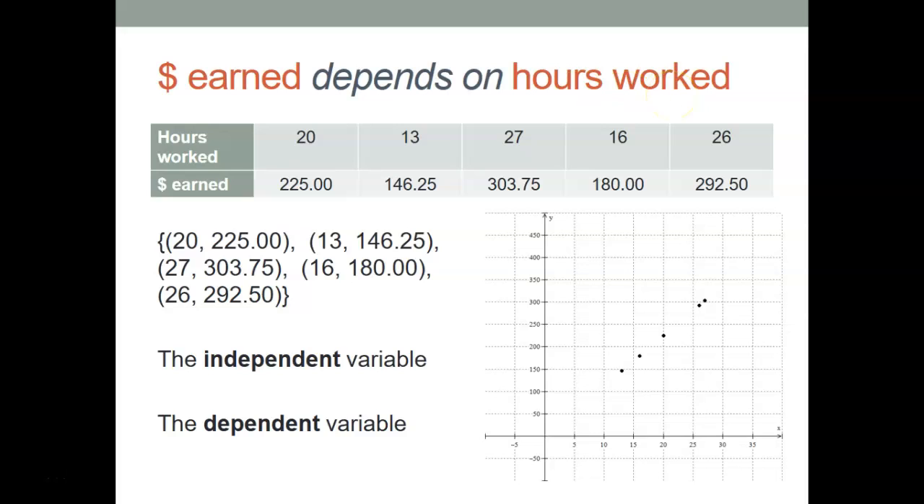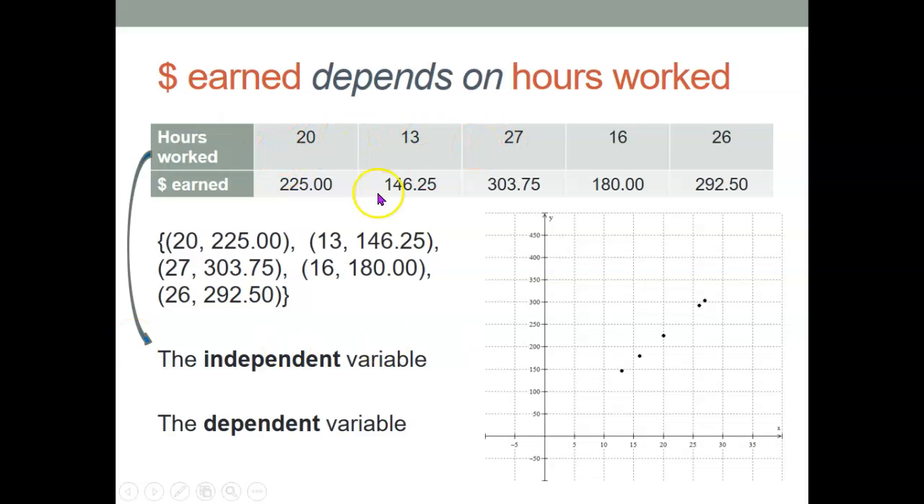The thing that depends on something else is often referred to as the dependent variable. And then the other thing, the thing that it depends on, is called the independent variable. So we usually put the independent variable first as the x coordinate and the dependent variable second as the y coordinate. So in this example, hours worked is the independent variable.